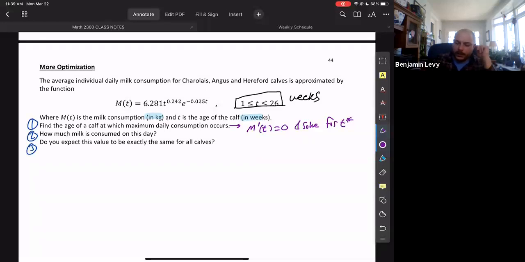And then the second question is just plugging it into the function, right? How much milk is actually consumed is just going to be the function output at that critical point. So I'd like to spend just a few minutes on this. Let's say maybe 10 minutes, and then we'll go over the answer. And then we'll finish off.